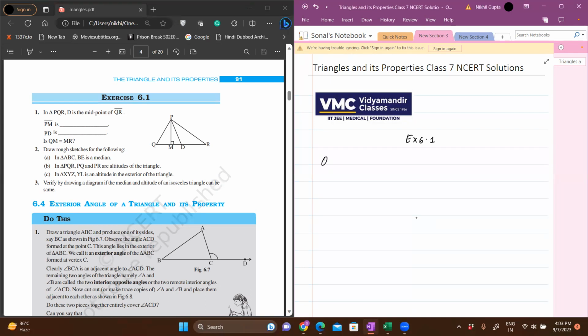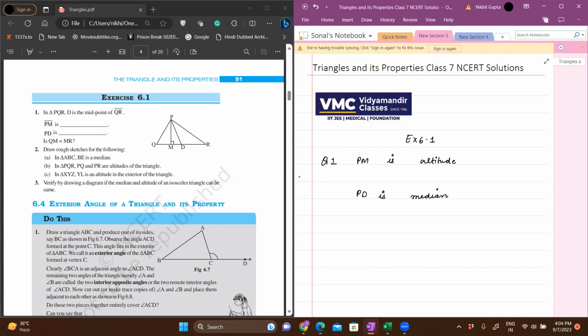So if we talk about question number 1, PM is forming a 90-degree angle over it, so PM is an altitude here. And PD, as it is written that D is the midpoint of QR, that means QD is equal to DR. So PD is the median here.